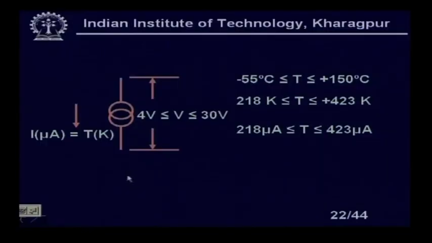Usually in our tropical country the temperature will vary from suppose 7 to 8 degree centigrade, which is very cold, to suppose 40 degree centigrade. So with this temperature range I can make very nice cold junction compensation with this device. This is the symbol of the constant current source. Its range is minus 55 degree centigrade to 150 degree centigrade, equivalent to 218 Kelvin to 423 Kelvin, and it will give you 218 microampere to 423 microampere. So for 1 Kelvin change, I will get 1 microampere change in the current.